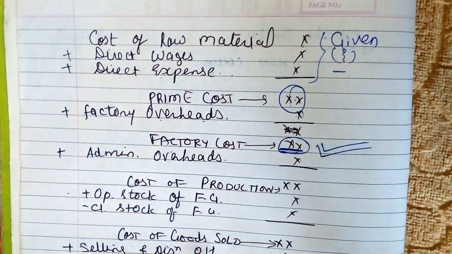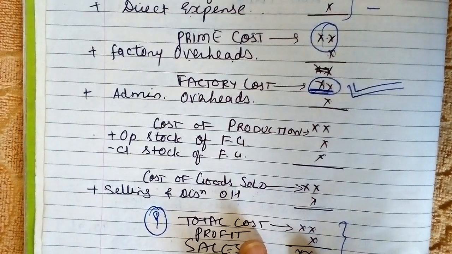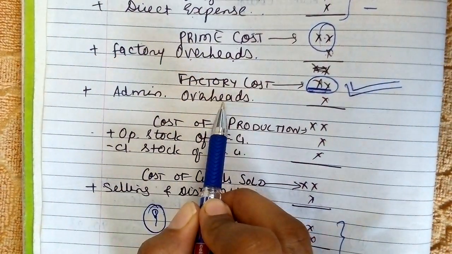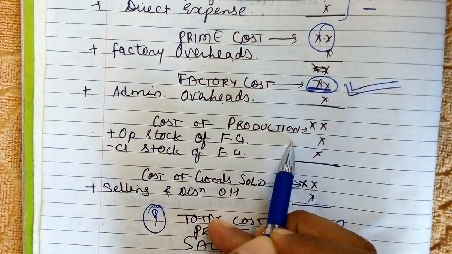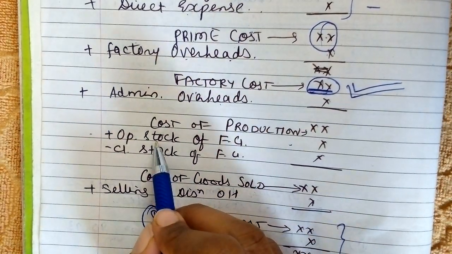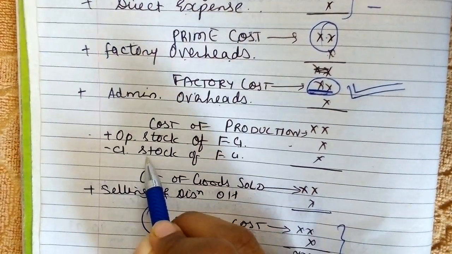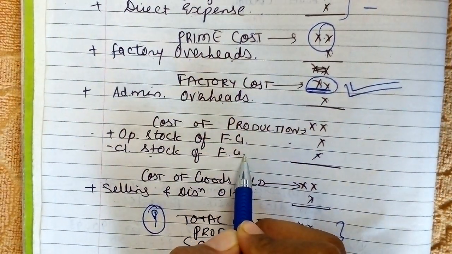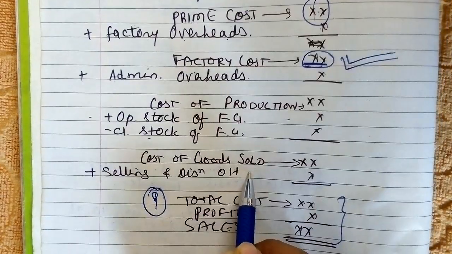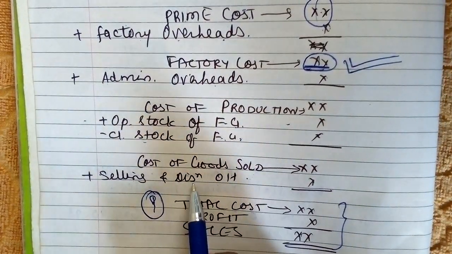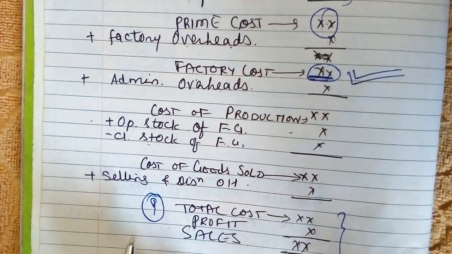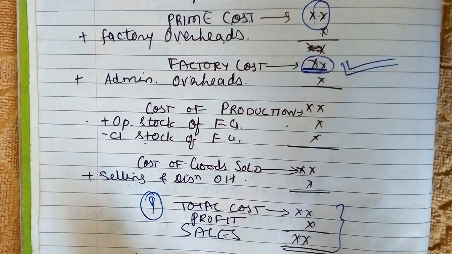So let me complete the whole format first. After adding admin overheads to your factory cost, we get cost of production. Add opening stock of finished goods and deduct closing stock of finished goods from the same, we get cost of goods sold. And by adding selling and distribution overheads to our cost of goods sold, we get our total cost.